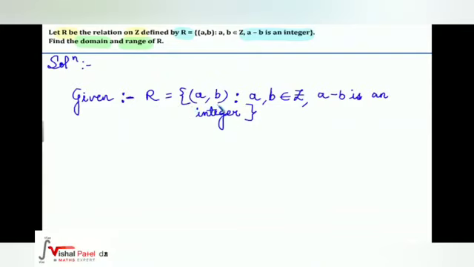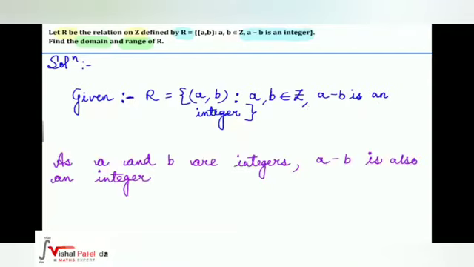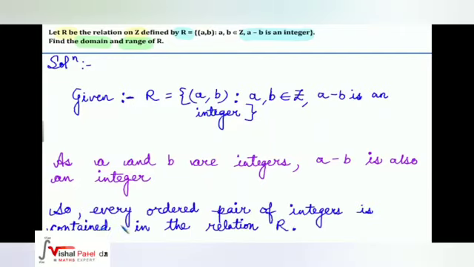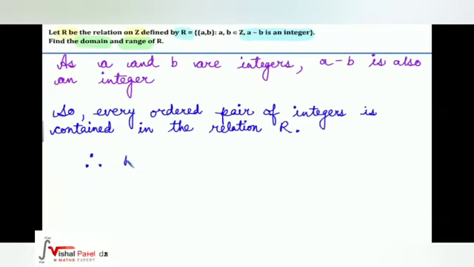So given R is equal to {(A, B) where A, B belong to Z, A minus B is an integer}. So A and B are integers, so A minus B is also an integer. If A and B are integers, then A minus B is also an integer. So every ordered pair of integers is contained in the relation R, (A, B), where A, B belong to Z.